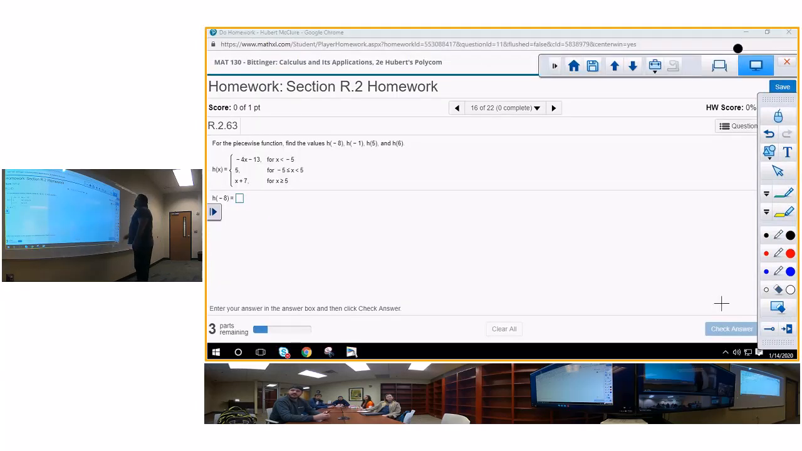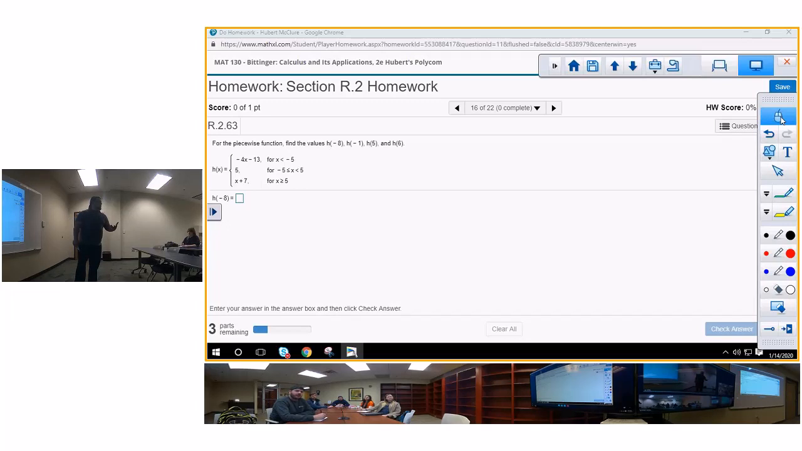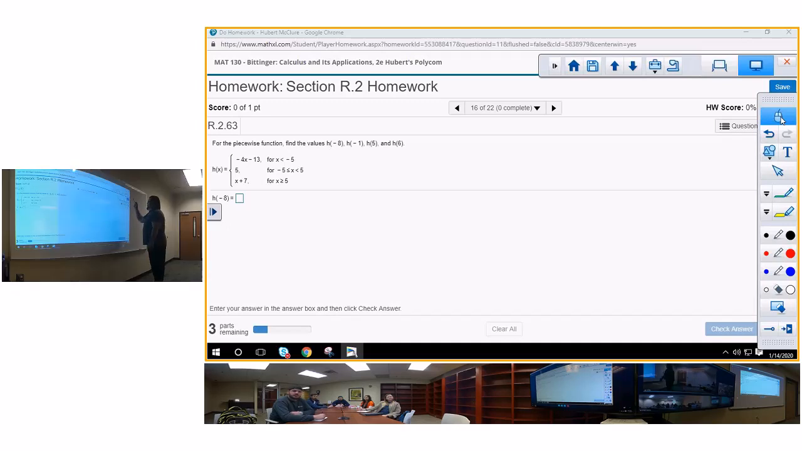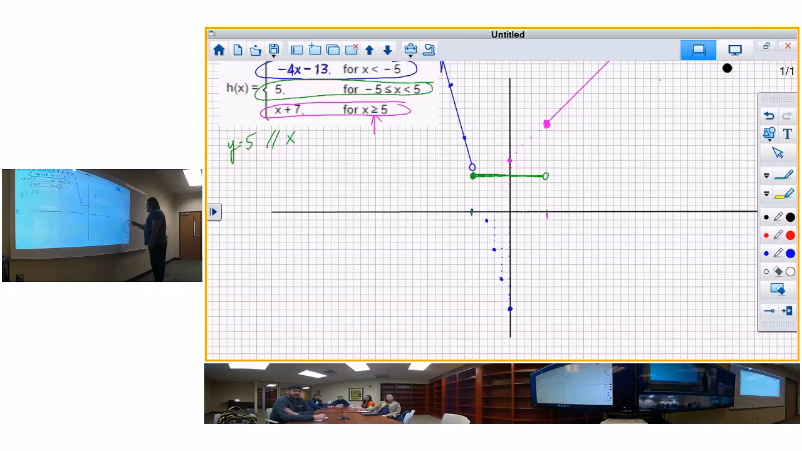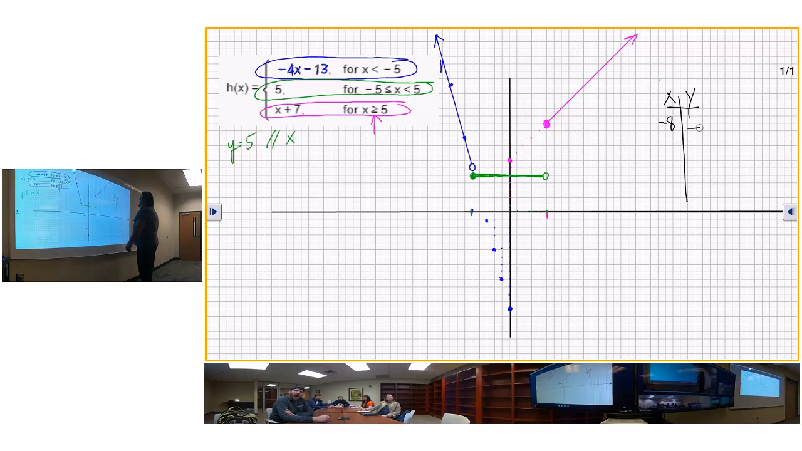Let's take our handy dandy graph. They want to know h of -8. So when you have a -8 in parentheses, what does that mean you're doing? You're plugging in -8 for what? For X. So go back to pre-algebra, draw your little X and Y, and there's -8, so you've got to find what? You've got to find Y.